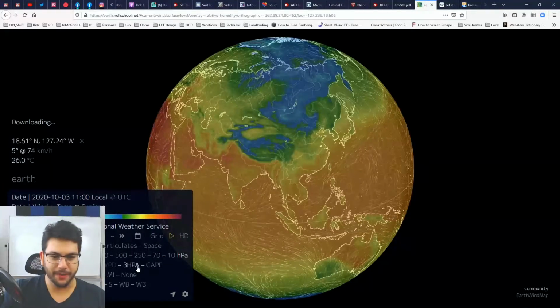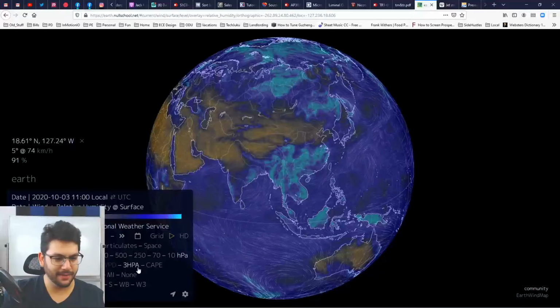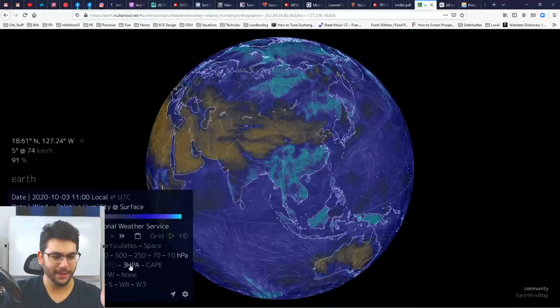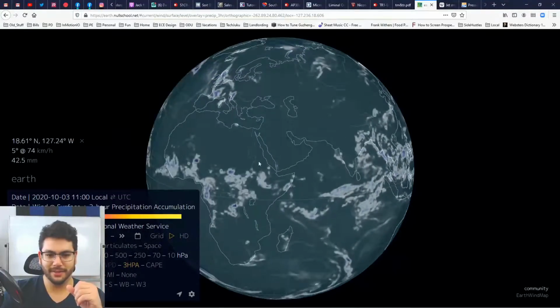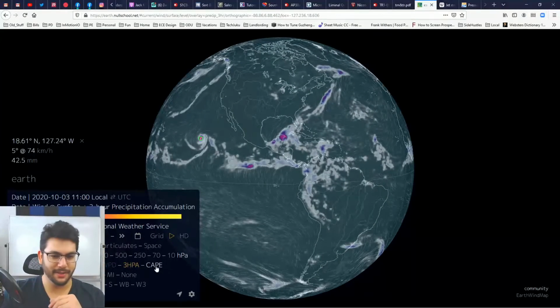Yeah, there's relative humidity as well. I don't know what WPD is. Oh, wait, here we go. Instantaneous wind power delivery. Incredible. That overlay doesn't seem to be working. 3-hour precipitation accumulation. All right, so these are all the places where it's precipitating in the last 3 hours.